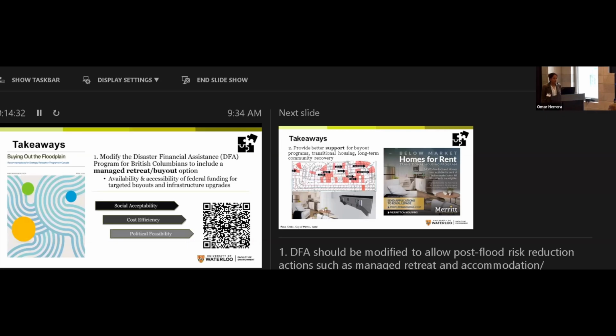And we created an evaluation framework to identify how well these programs were implemented. From that, we came up with 3 evaluation factors: social acceptability, cost efficiency, and political feasibility. And we compared the 3. Out of that, we came up with a slew of 8 recommendations. Based on that, I think a lot of communities like Merritt, who are now trying to develop their own acquisition program under the guise of a larger flood mitigation plan, can use these recommendations to develop their own programs as well.